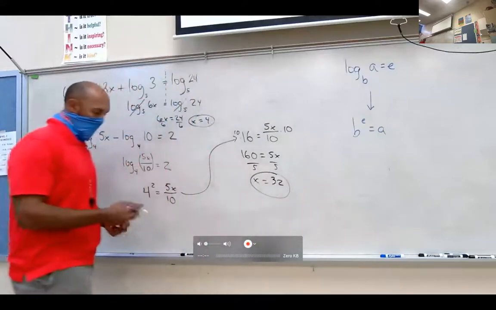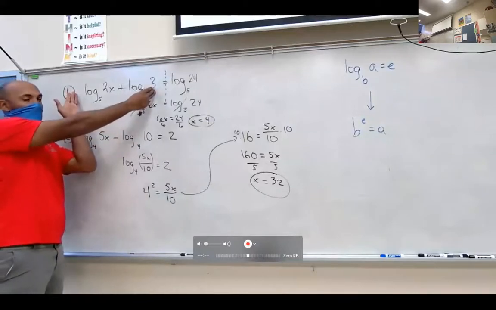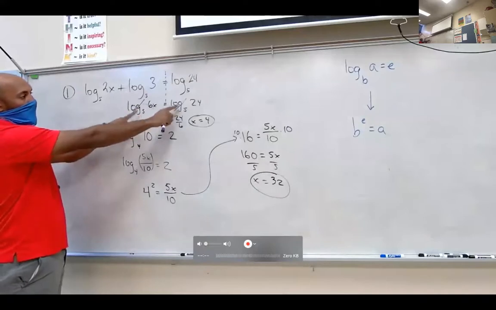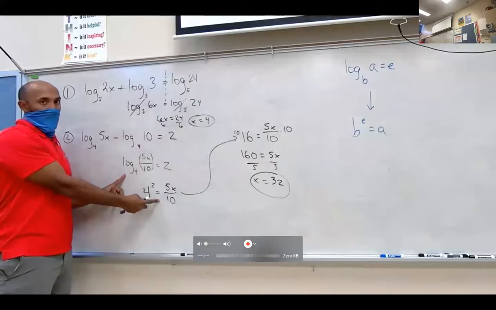Okay, so that's 32. All right, but again, the goal is take those two logs on each side. If you have two logs, combine them into one. If you have one log on each side, cancel them. If you don't, then you're going to have to put it in exponential. Okay.